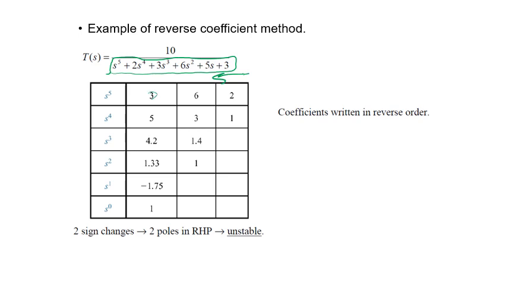So notice 3, then 5, then 6, then 3, then 2, then 1. So we are going to put the coefficients in reverse way and calculate. You are going to get the same result. I mean, when you calculate, you will not find 0. 0 is not going to appear, but you will have the same changes in sign. Here, positive to negative and negative to positive. So two changes in sign, which is an indication of two poles on the right hand plane, which means the system is unstable.